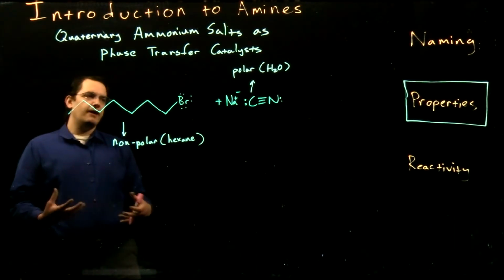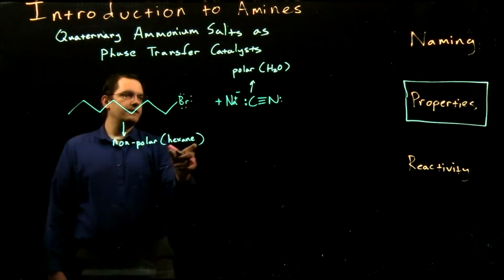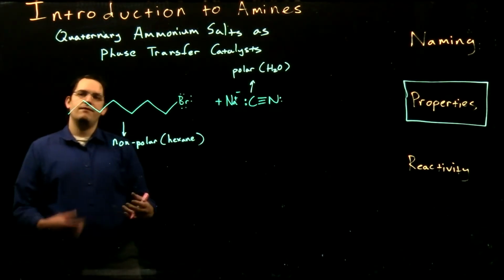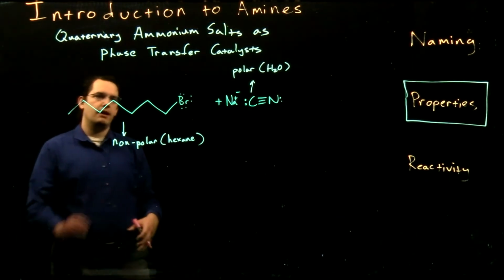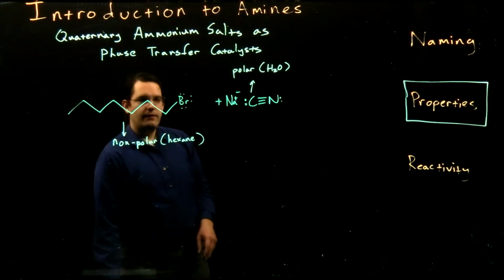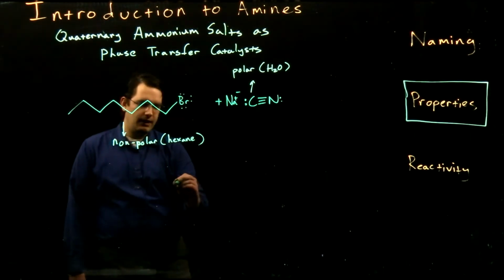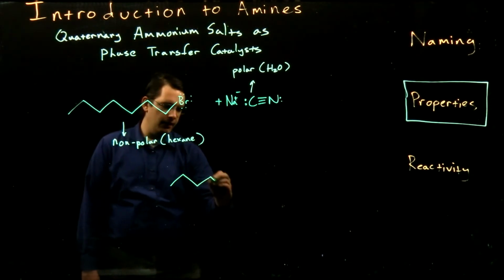So if we're trying to react these two together, they're not really going to want to mix in the same solvents. They each have different preferred solvents based on their overall solubility. This is where our quaternary ammonium salt can come in. All right, so let's take a quaternary ammonium salt.